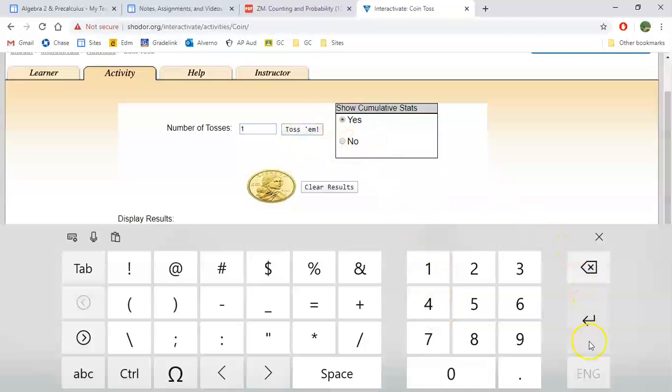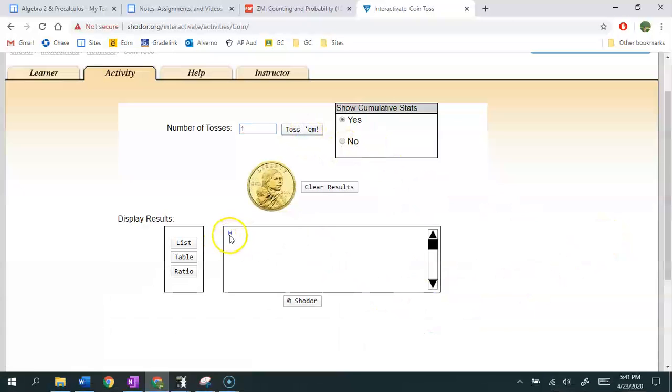So it'll toss that coin for me, and once it tosses that coin, it's going to tell me what it got. So it got a head, right? And then I press toss again, it tosses that coin again, and it gets a head. And then I tell it to toss again, and it tells me that this time you got a head. So think about it. How many sides does a coin have?